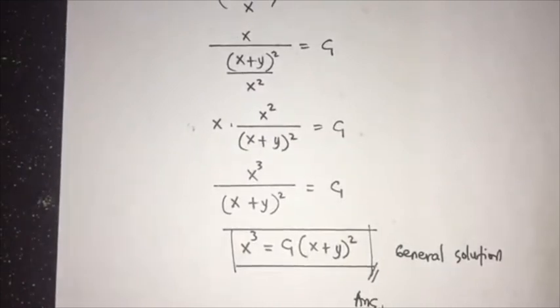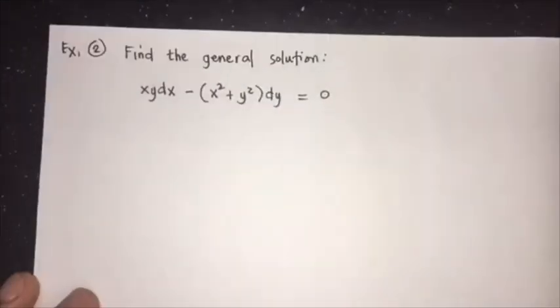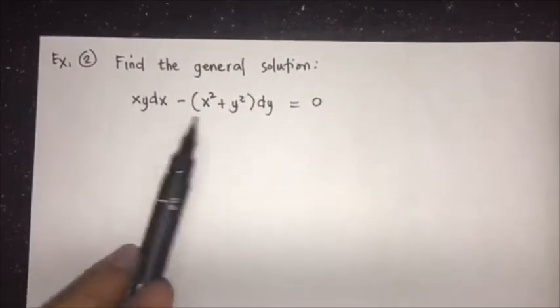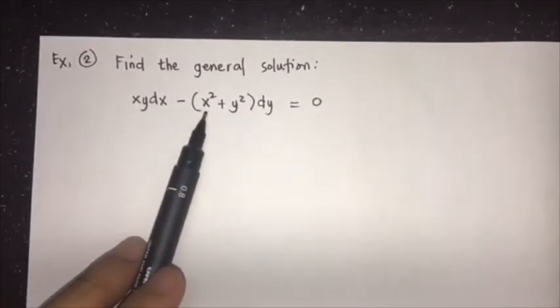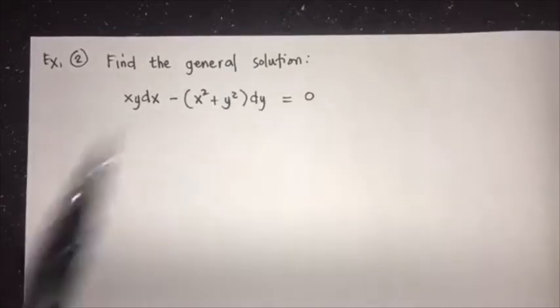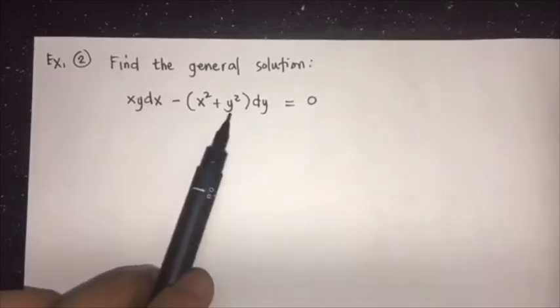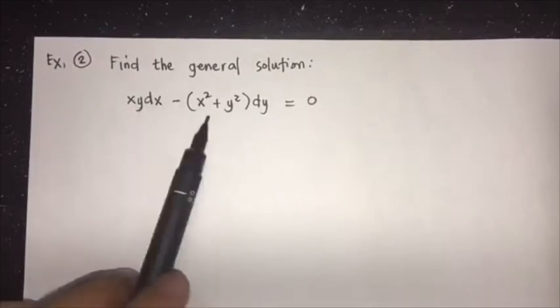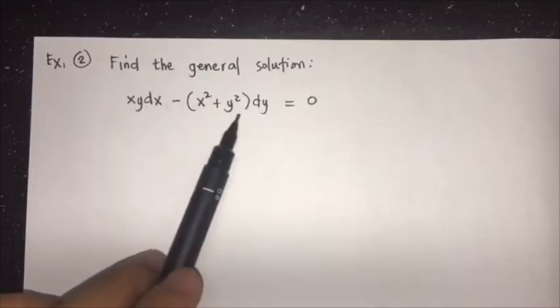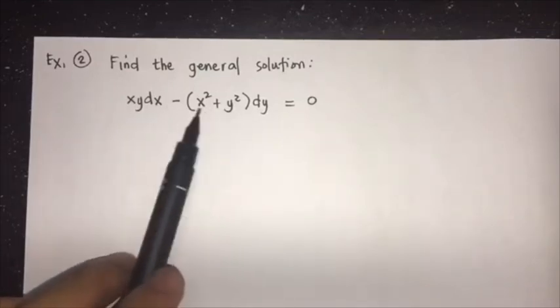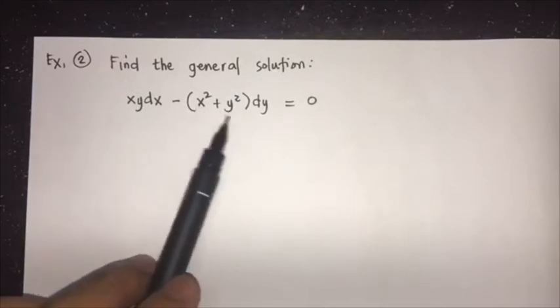So let's have another example maybe. For our second example, find the general solution of xy dx minus (x squared plus y squared) dy is equal to 0. Okay, again, in solving ordinary differential equations, first we try if it could be solved using separation of variables. So this cannot be separated, because we cannot factor this one. So therefore we can't separate x and y in here.